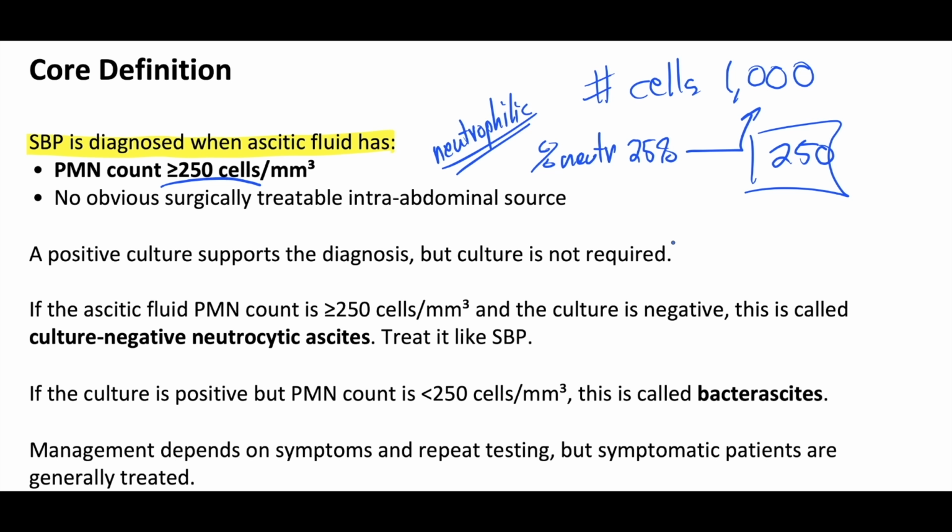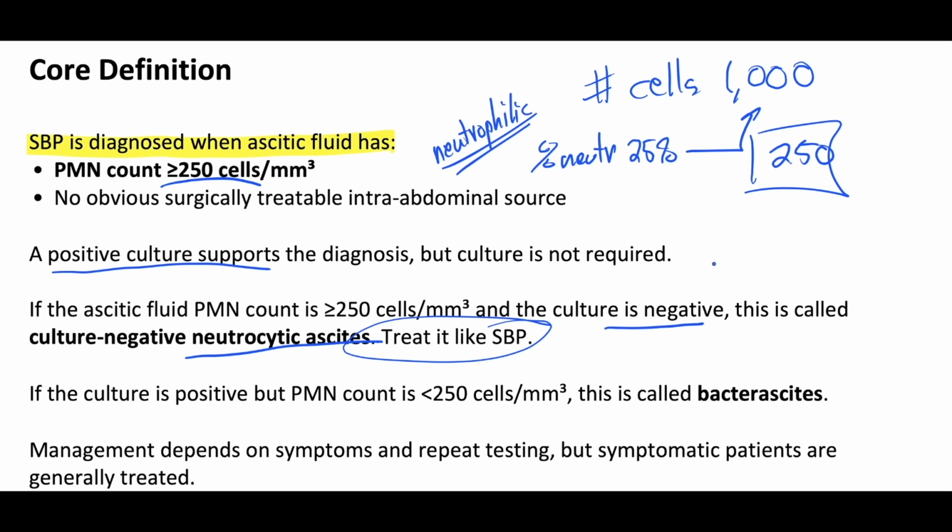Now, it gets a little bit more complex because sometimes you have less than 250 cells, but you have a positive culture. That can support a diagnosis of SBP as well. Either of these things can. And when you have ascitic fluid with a PMN count of greater than 250 cells, but the culture is negative, we sometimes call that culture-negative neutrocytic ascites, and you treat it like SBP, right? You do not need a positive culture to treat SBP. Use that cell count that is well established, okay?